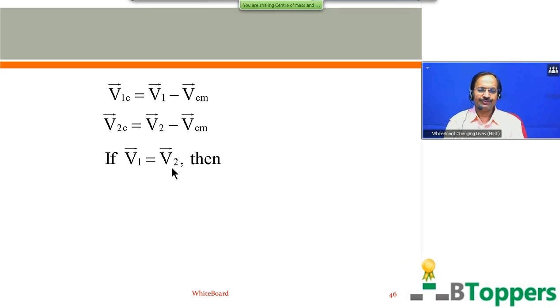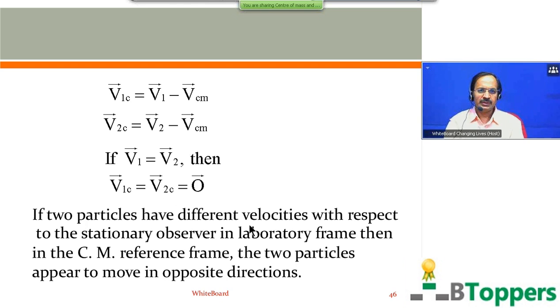So if V1 bar equals V2 bar, then V bar 1c equals V bar subscript 1 minus V bar subscript 2, which is equal to 0 bar. That means if both the particles are moving with equal velocities with respect to a stationary observer on the earth, then they appear to be at rest with respect to the center of mass frame. So the same conclusion which I discussed previously I have given here.